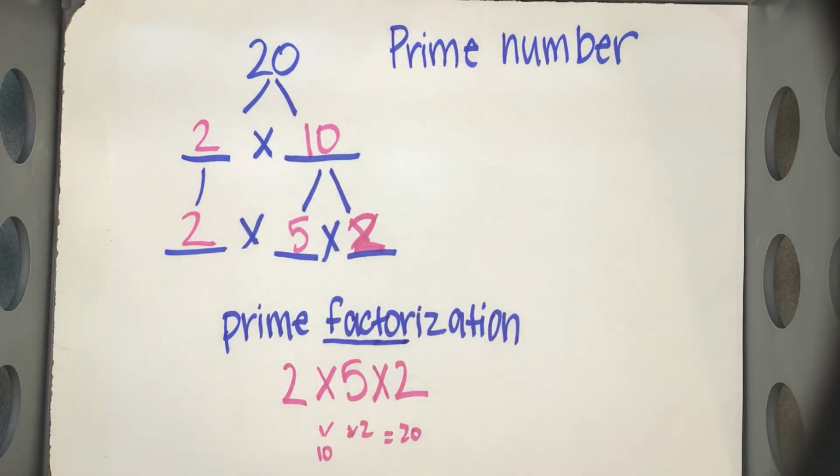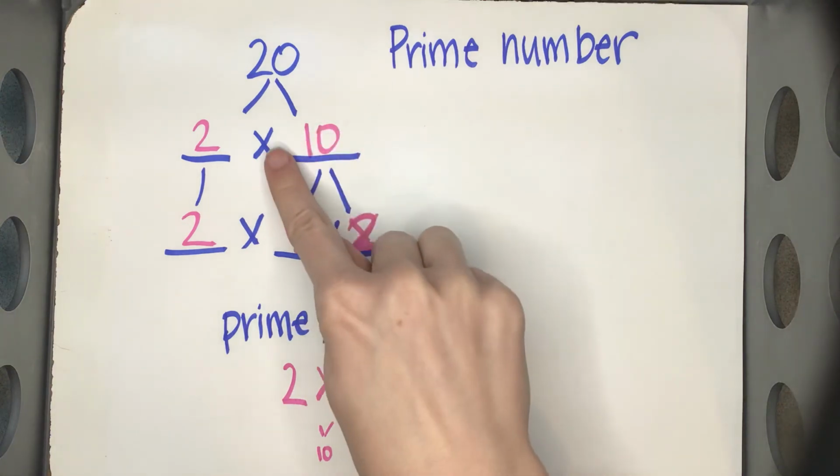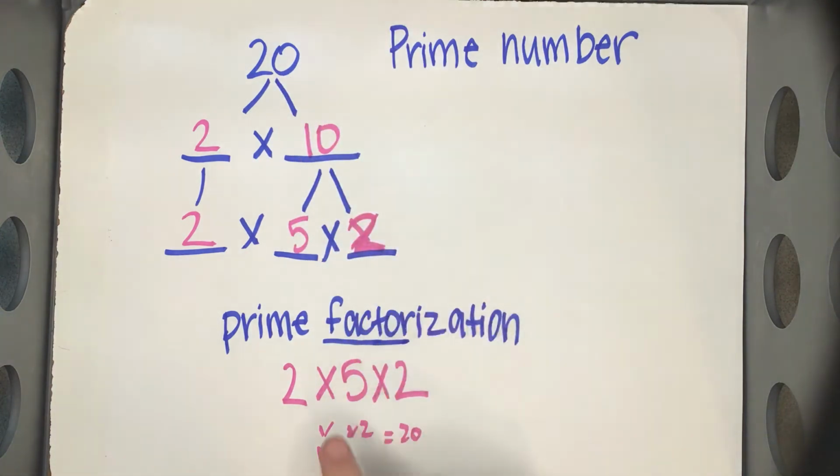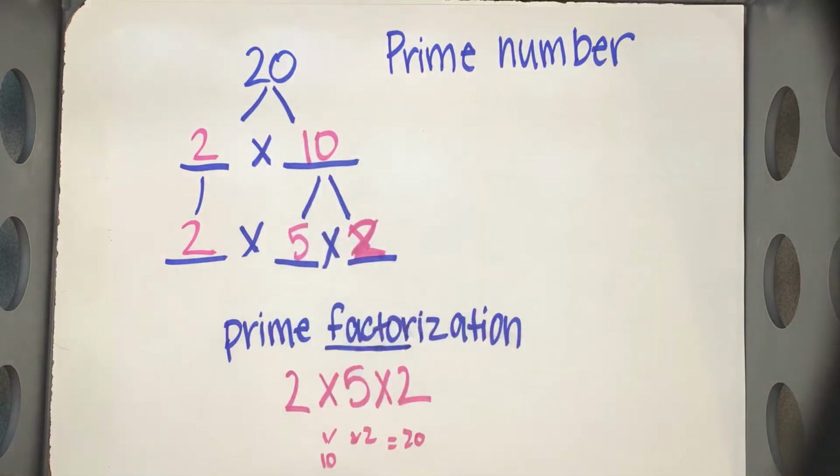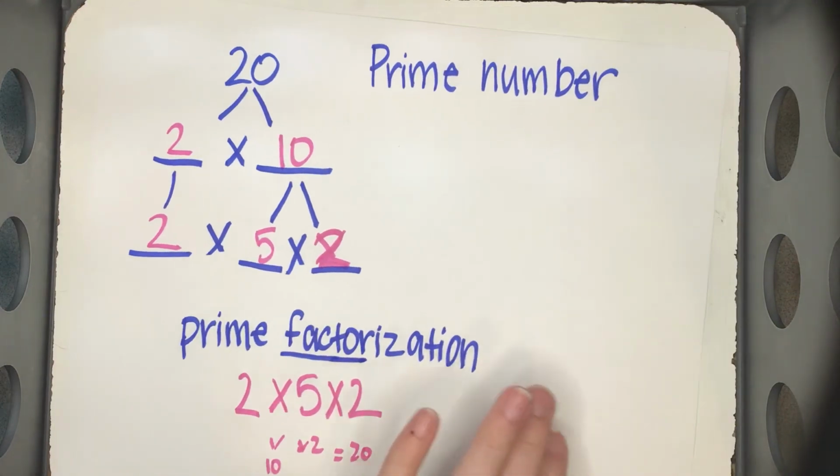Basically what we're doing is we're taking our factors, we're breaking them apart into really small numbers until we have prime numbers, and I can still multiply that and get 20. All right? I'm going to do one more example for you, and then I'm going to have you do 2 on your own for today's homework.